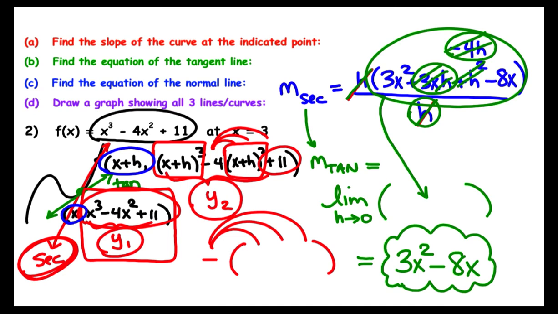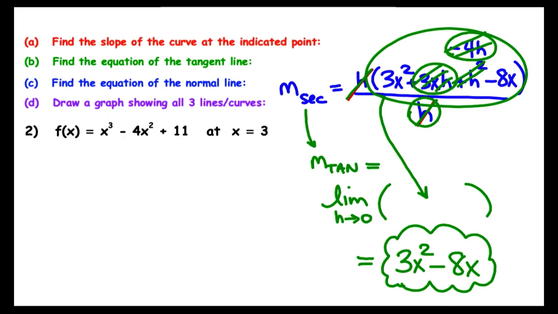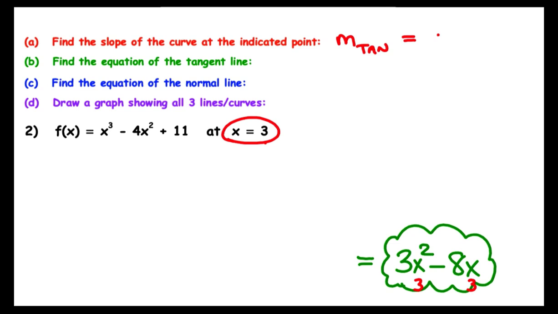All right, we have to answer the 4 parts. Part A, find the slope of the curve at the indicated point. What indicated point? Oh, x equals 3. There we go. So we'll take a 3 down there. We'll plug a 3 in. That's going to give me 3 times 3 times 3. That's 27 minus 24. That's 3. So the slope of the tan line up here, the answer to part A, is going to be 3. That's the slope of the curve when x is 3.